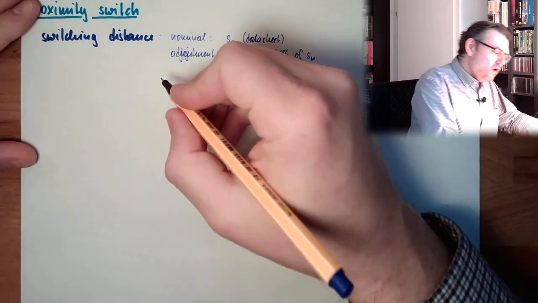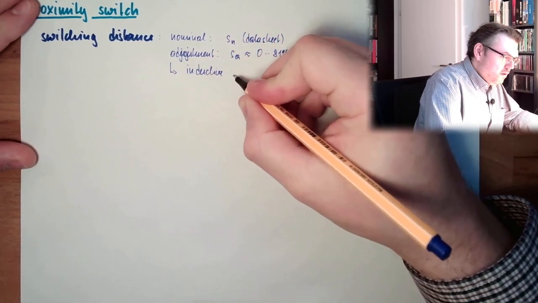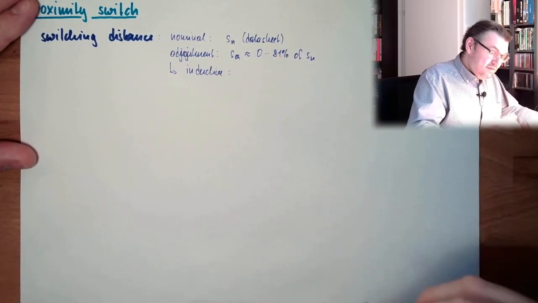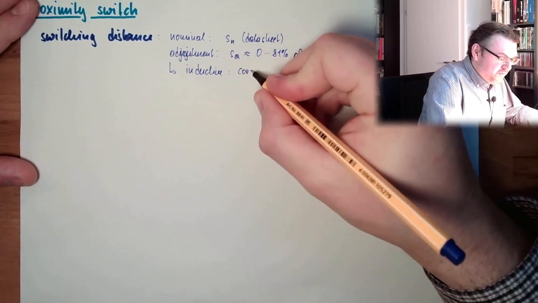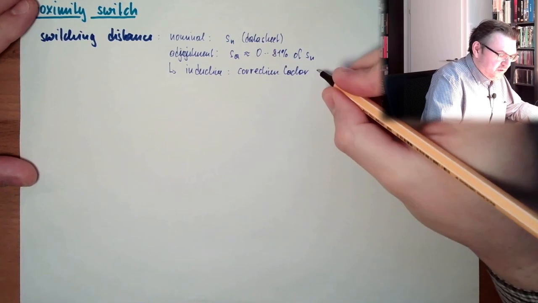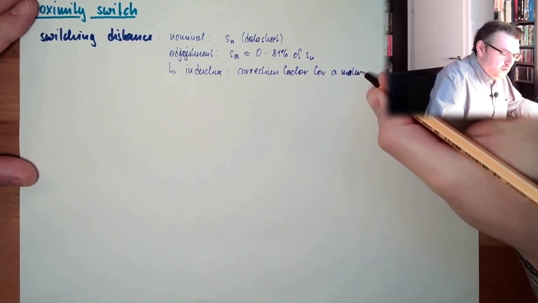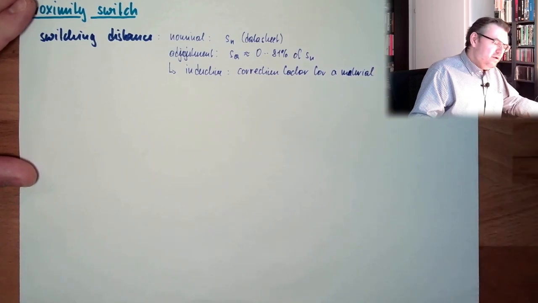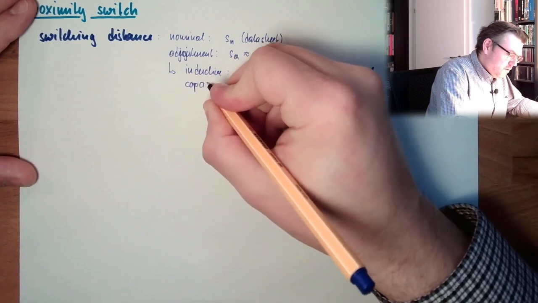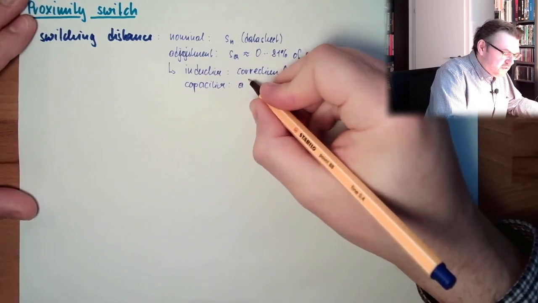However, there are some differences on so-called inductive proximity switches. We will hear what this is. There's a correction factor for a material. So if there are different materials, you have to use a correction factor. On capacitive proximity switches, it's usually adjustable.